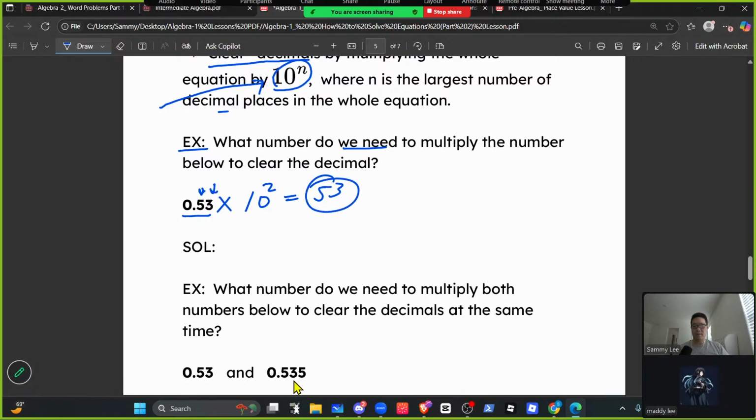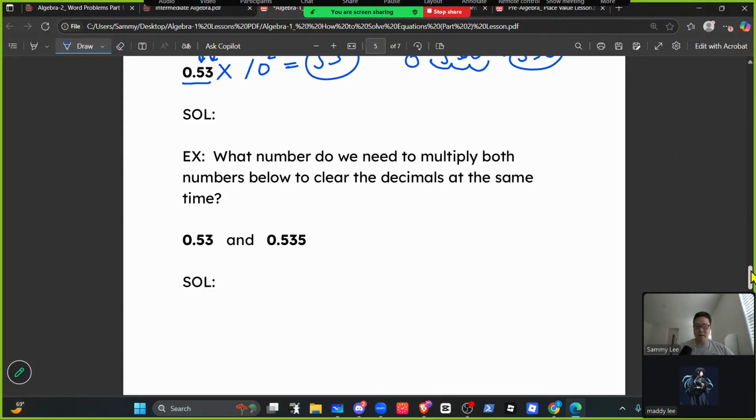If you were to multiply 0.53 instead by 10 to the third power, which is 1,000, you would just move the decimal place 3 times. So we have 0.53, and the decimal place would move to the right 3 times: 1, 2, 3. And then we're going to be left with 530. Okay? All right, so another one. What number do we need to multiply both numbers below to clear the decimals at the same time?